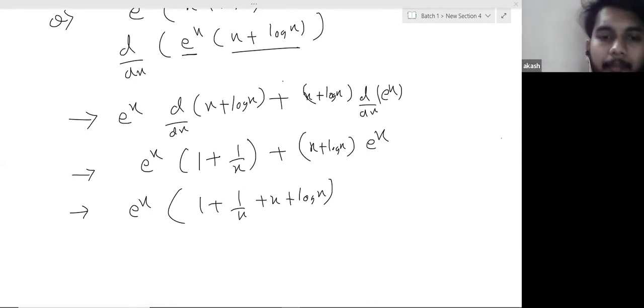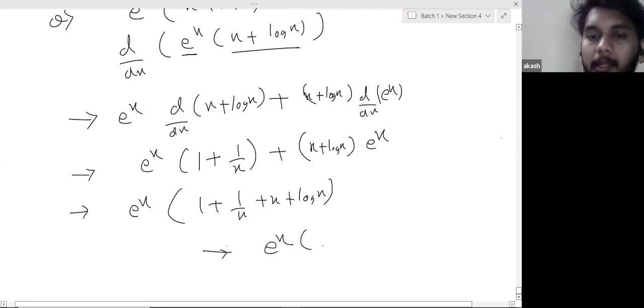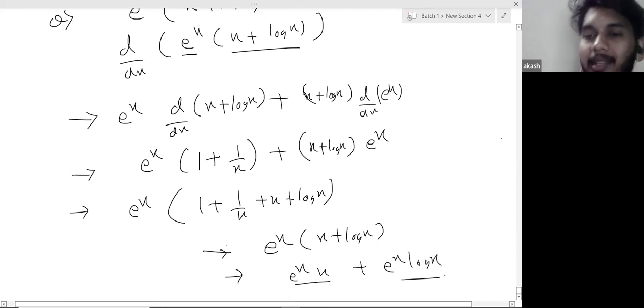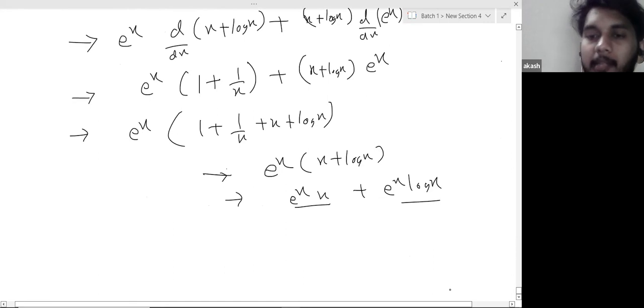Or what you could have done, you could have opened the brackets and then differentiated individually. You could have just multiplied e raised to the power x and x plus log x. Just open the brackets, so e raised to the power x times x plus e raised to the power x log x. Now differentiate this and this, then add. You will have the same answer. All right.